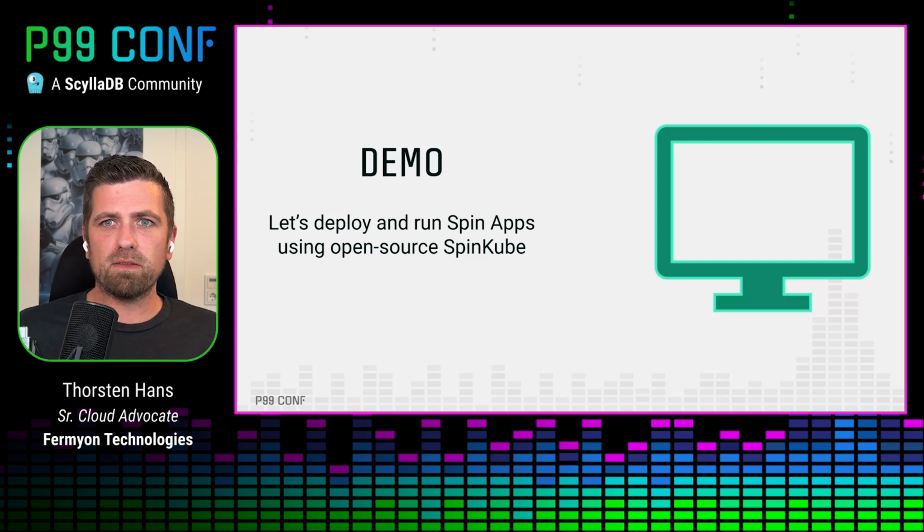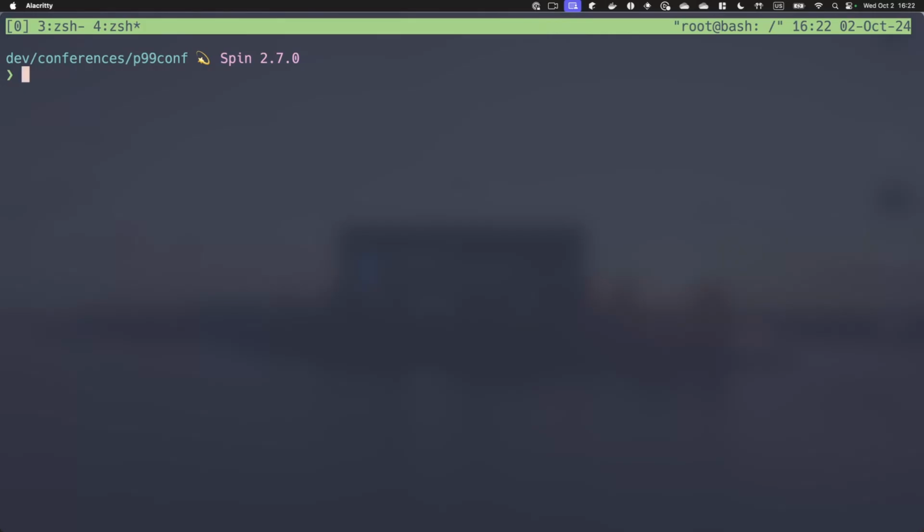Okay, with that, it's time to jump into a demo. We will now create a Spin app and deploy that to open source SpinKube running on a Kubernetes cluster. Let's jump right into the terminal. I have installed Spin on my machine already in the latest version, and Spin gives me the capability to create WebAssembly workloads using different programming languages. The actual programming language does not matter for the sake of this presentation, so I will go with Rust.